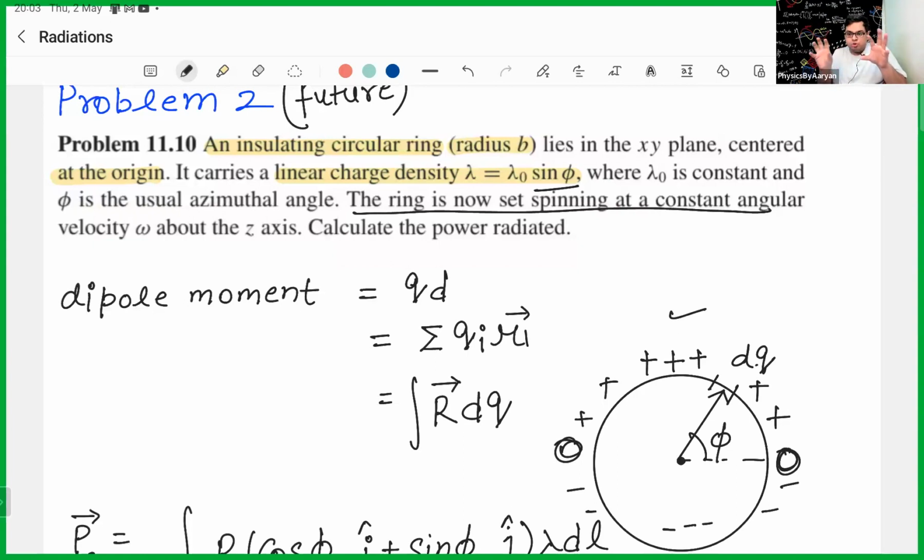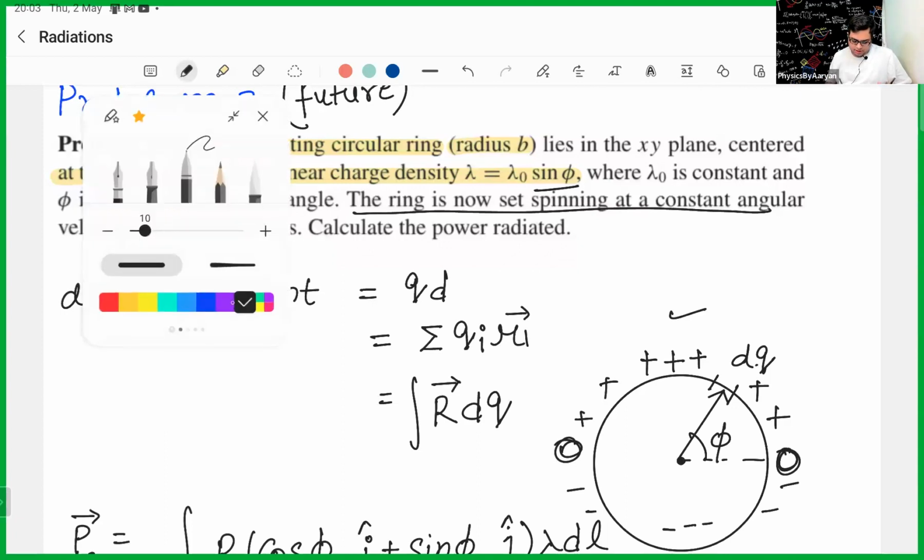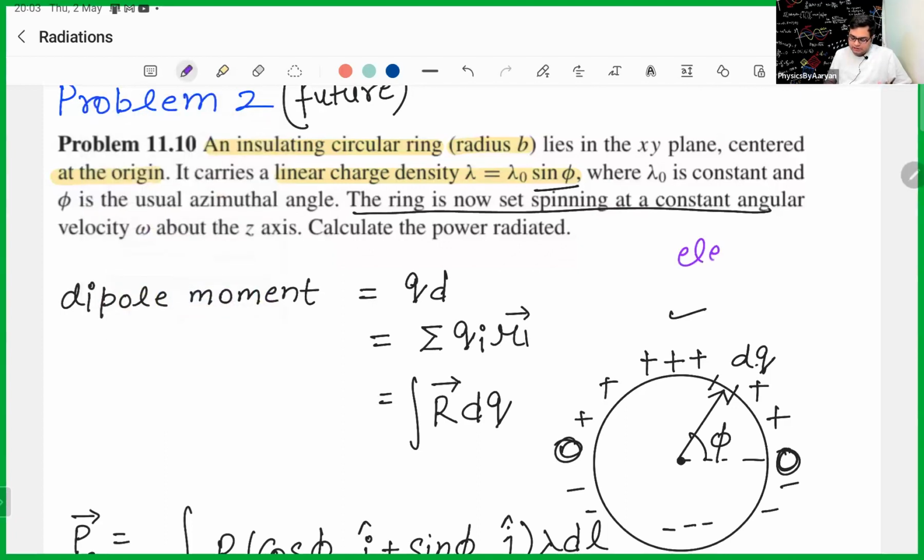So now this problem has two parts. First part is to find the dipole moment of this ring. Second part is, once the dipole moment is found, start rotating this dipole. So the first step is to find the dipole moment of this ring. This question is basically from the electrostatic part. How can we do that?